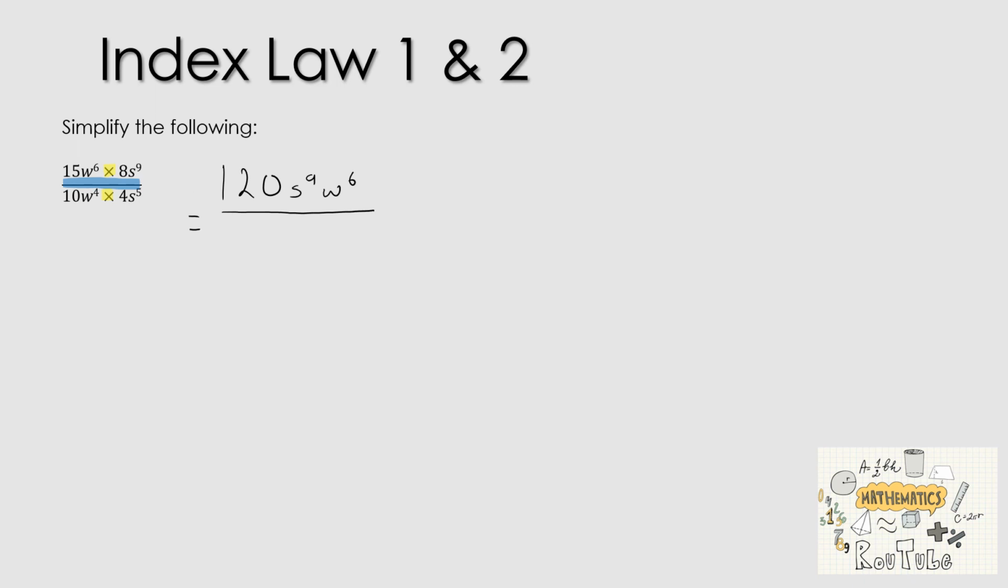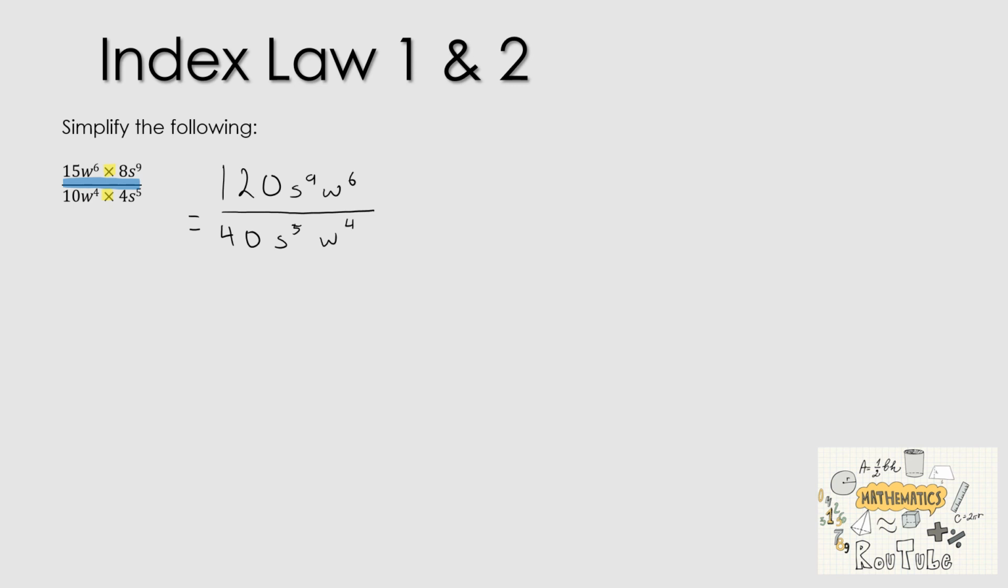So we've now got 10w to the power of 4 times 4s to the power of 5. Once again, start with the coefficients. So 10 times 4 is going to give us 40. And then once again, w to the power of 4 times s to the power of 5, we can't join together, so we're just going to list them and write them just like we did in the previous part. So s to the power of 5 and w to the power of 4. All right, so that's your first part.